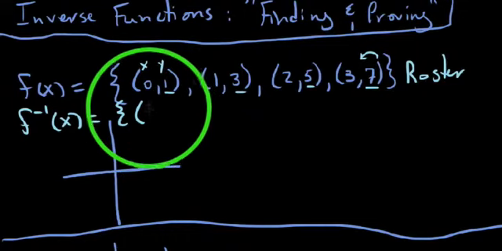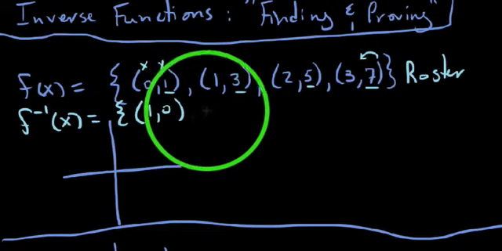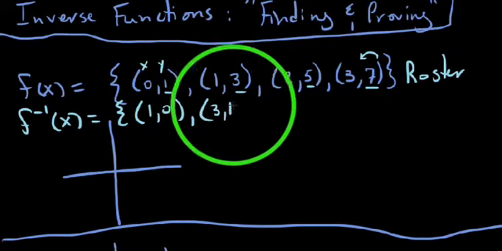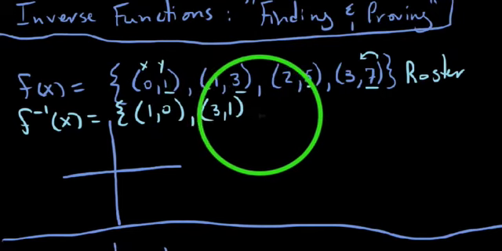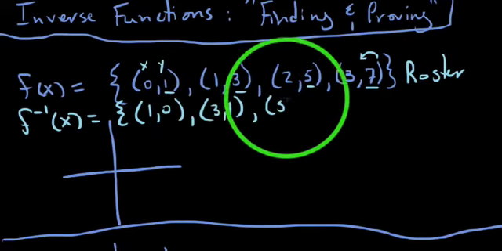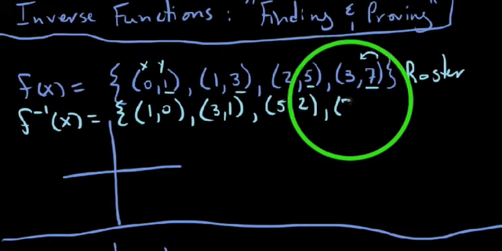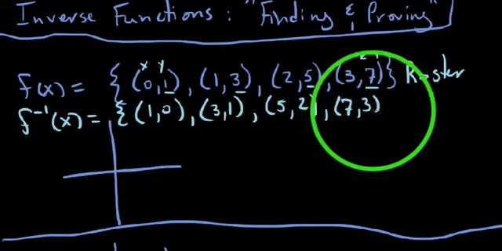So we could say then the inverse function of this would be (1, 0). And instead of (1, 3), it'd be just (3, 1). Plug in 3, it gets mapped back onto 1. Plug in 5 here into the inverse, it'll map back to the original 2. And of course, plug in 7, it'll map back onto the original 3.